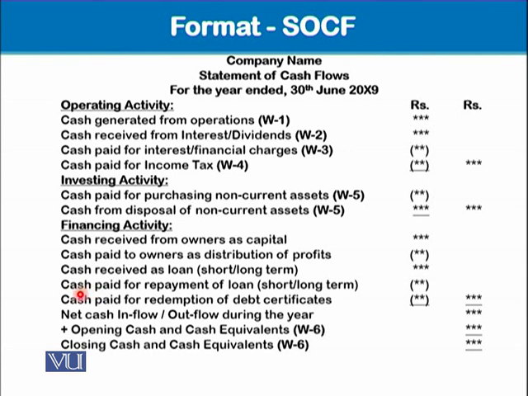Then comes cash paid for repayment of loan or cash received as loan, either short term or long term. And then cash paid for redemption of debt certificates. These are also non-current liabilities. Altogether, these cash receipts and payments are clubbed and their final figure is taken out in the outer column, making the total of all these three activities.